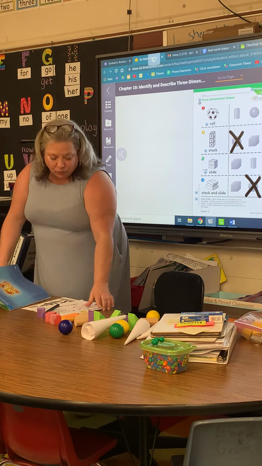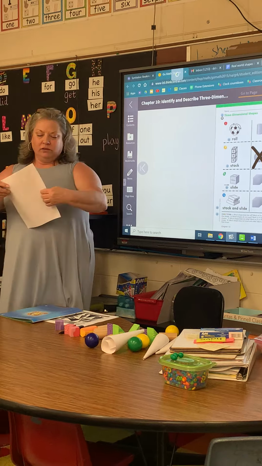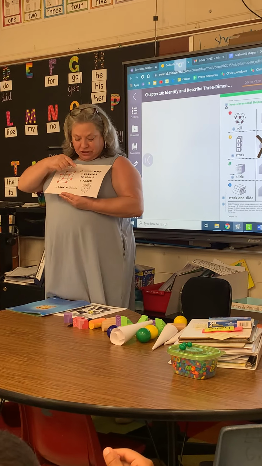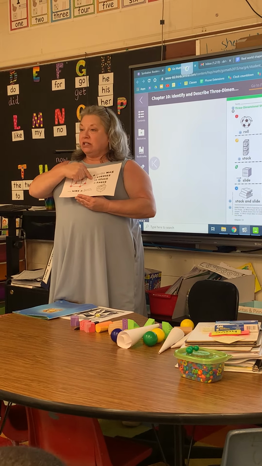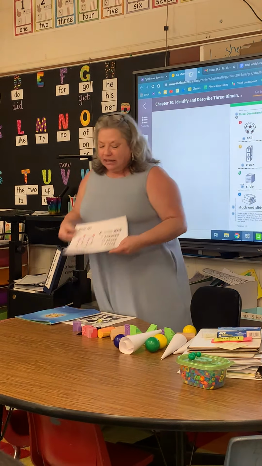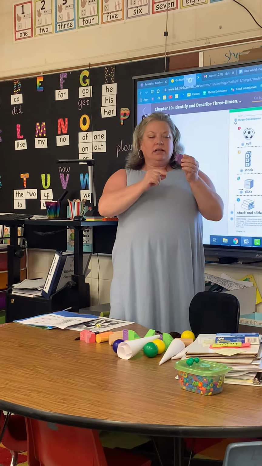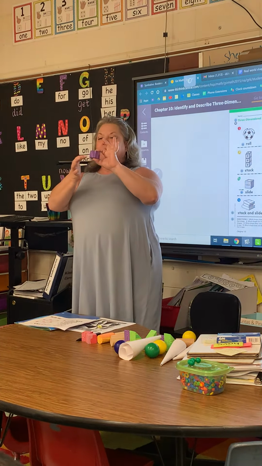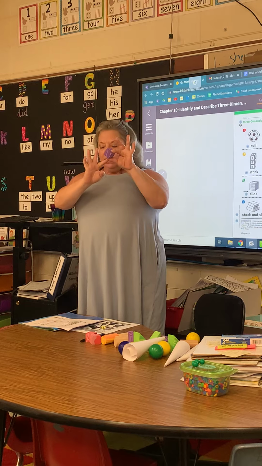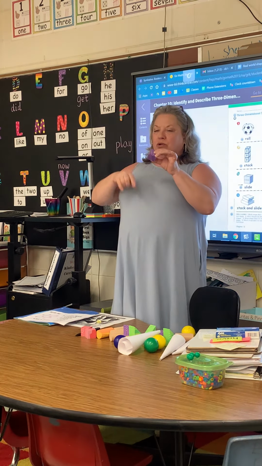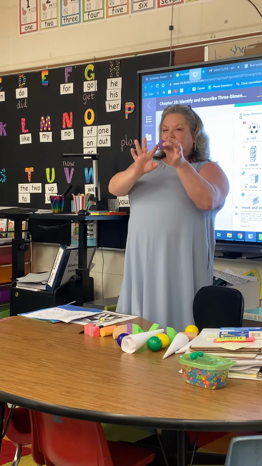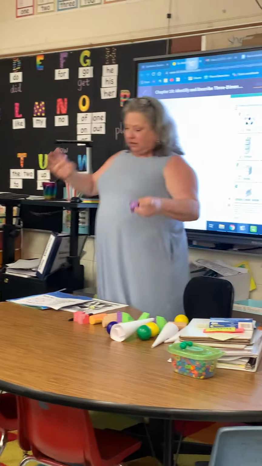All right, and we're going to real quick, I'm going to give you these here to take home, and you're going to study about how many corners a cube has, how many edges it has, and how many faces. And when we say faces, we mean the flat edge. So let's count this one real quick. 1, 2, 3, 4, 5, 6. Now let's count the corners real quick. 1, 2, 3, 4, 5, 6, 7, 8.